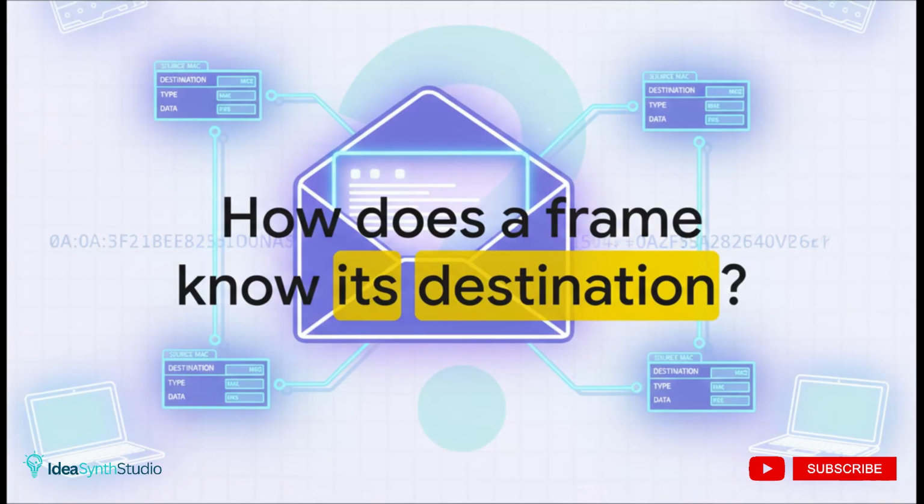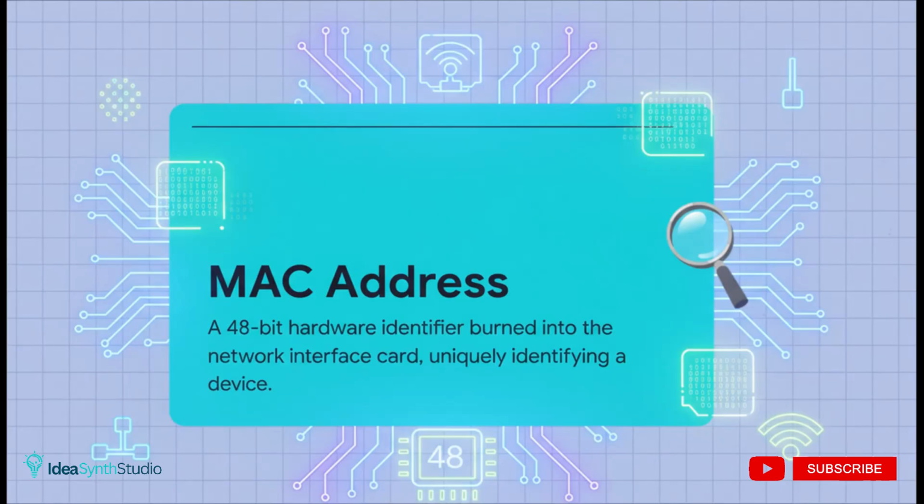But of course, an envelope is totally useless without an address on it, right? It's the same thing here. A frame is just a package of data. It needs to know exactly which device on your network it's supposed to go to. And that is where the MAC address comes in. MAC stands for Media Access Control, and you can just think of it as the permanent physical street address for your device. It's this unique 48-bit number that is literally burned into the hardware, into the network card of your laptop or the Wi-Fi chip in your phone the second it's manufactured.